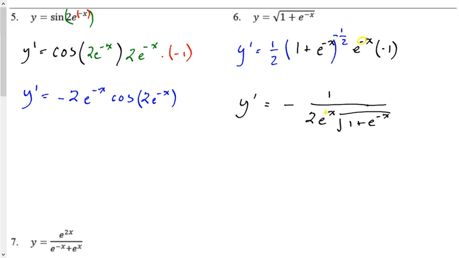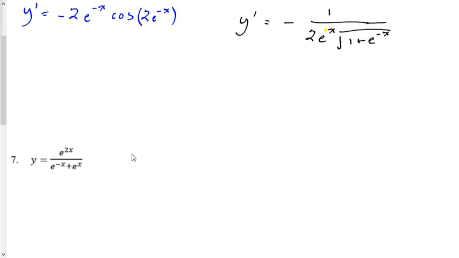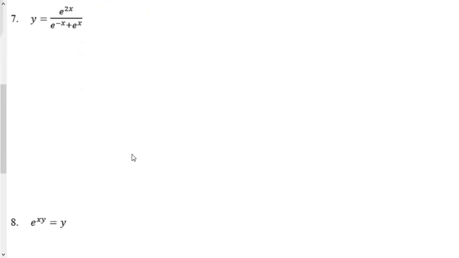Number 7. Here we're going to need a quotient rule. So let's think through the quotient rule. My derivative will be low d high. So my denominator, maybe I'll do my denominator in black. So denominator e to the negative x plus e to the positive x. D high, derivative of e to the something, is e to the something times the derivative of that something.